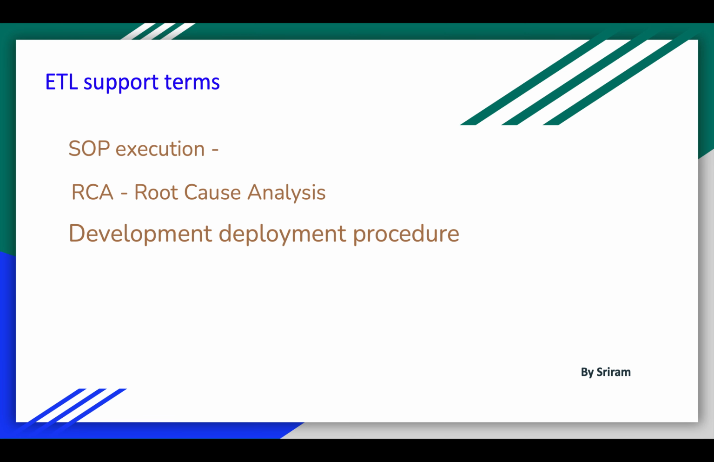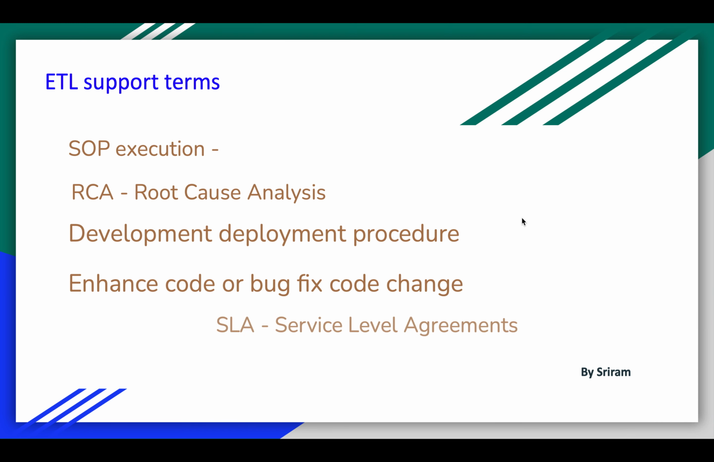This is like a procedure. So these 4 or 5 steps are the procedure. That is the development deployment procedure. After that, we have enhancements in the code or bug fix code changes. These are also like a development thing, depending on the severity of the issue. If the issue has to be immediately applied in production, then it's like an emergency bug fix, otherwise enhancement of the code.